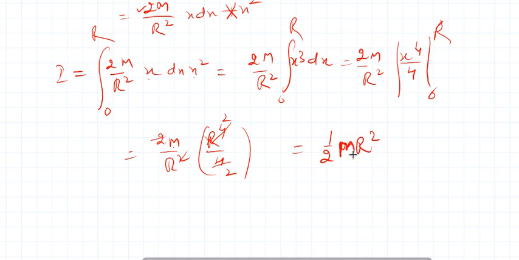So this is the moment of inertia of a circular disk about the axis passing through its center, which is perpendicular to the plane of the disk. Right, so that's all for this lecture.